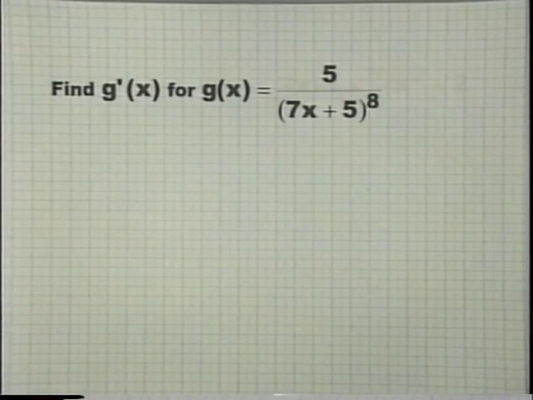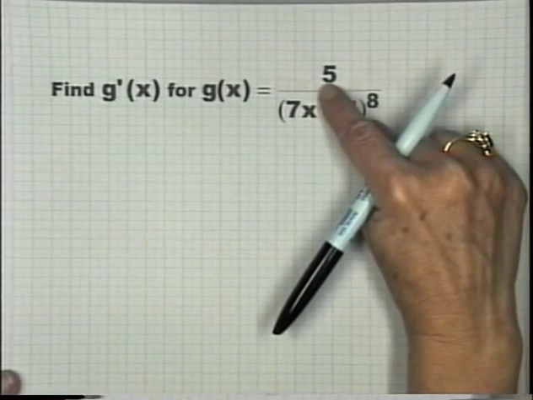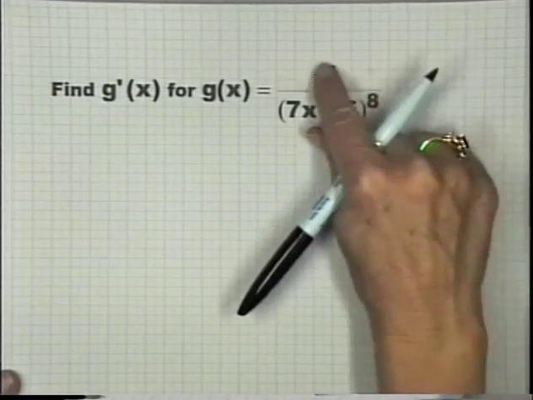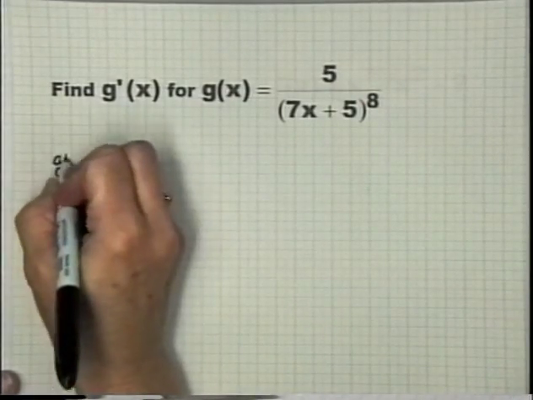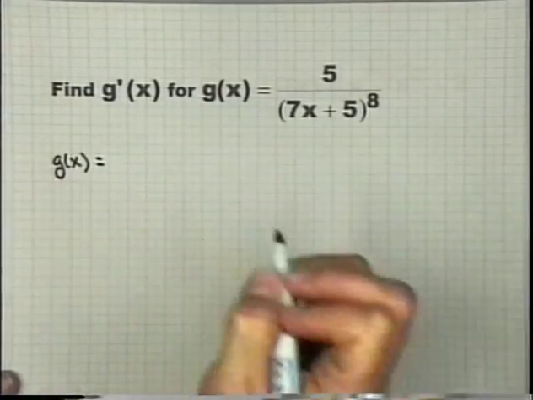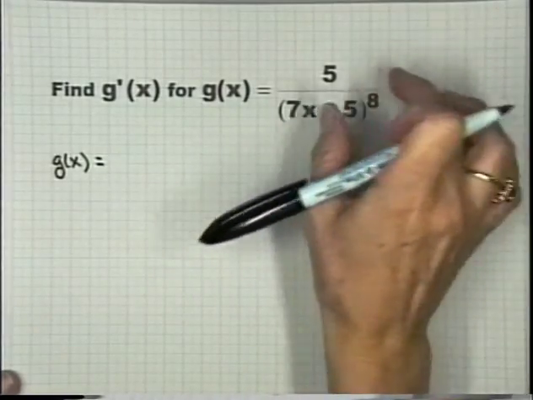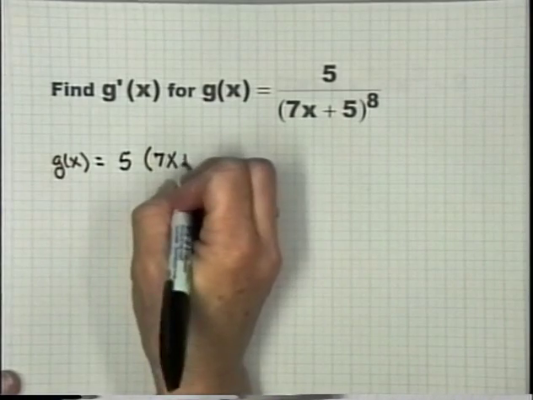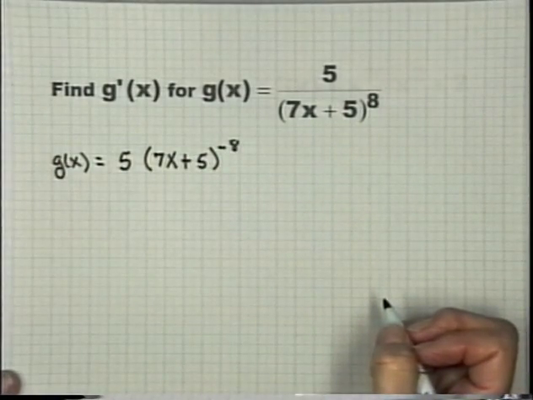There's one that I prefer, and here's what I look at. Notice in this fraction format that the numerator is simply a constant value. There is no x, no variable up here. When that is the case, I usually like to rewrite my function by bringing this quantity up and writing it with a negative power. So in other words, I'm going to leave the 5, and I'm going to write (7x plus 5) to the negative 8 power.